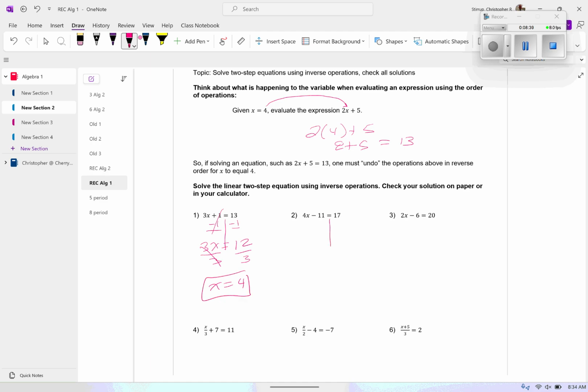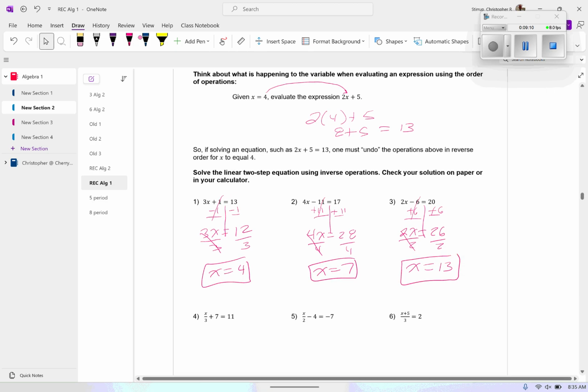Again, if I take a look at this problem, I want to get x by itself, so I'm going to go ahead and add 11 to both sides first. Those cancel. X is equal to 28. Divide each side by 4. X is equal to 7. Number 3, I want to add 6 to both sides. Those cancel. Divide each side by 2. So x is equal to 13.